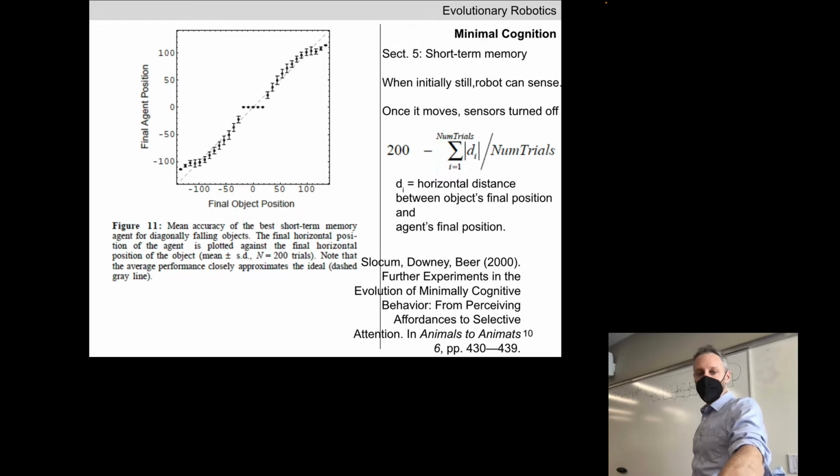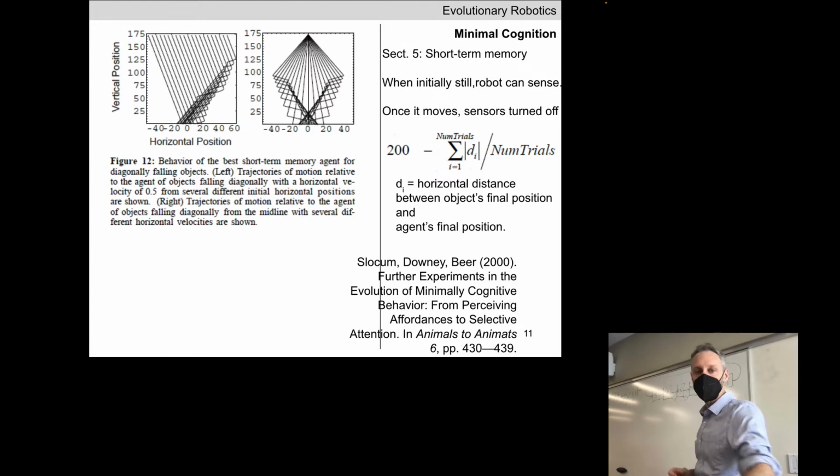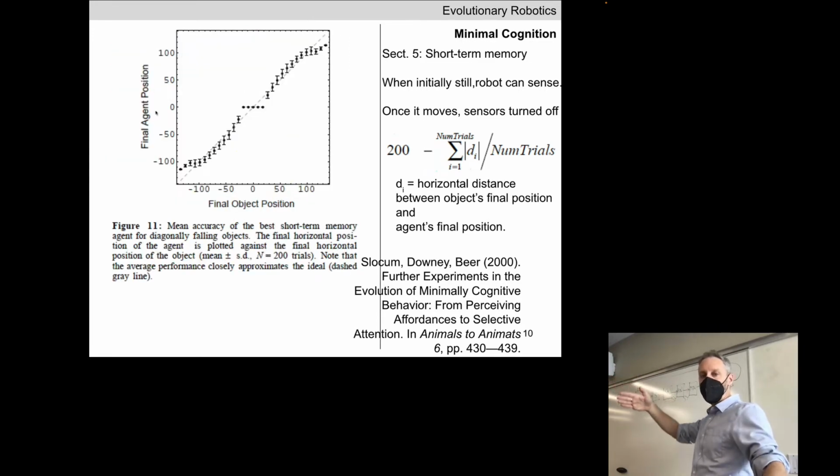Okay. Here's another example. This is a second experiment in the same set. In this case, they're again going to blind the robot the moment that it starts moving. But in this case, all of the objects are going to fall diagonally to the right from the top of the screen. And again, the fitness function is still the same. The robot has to be at the same horizontal position at the bottom of the screen as the object when the object gets there. And again, we see that on average, the robot is in more or less the right place when the object hits, but not perfect.